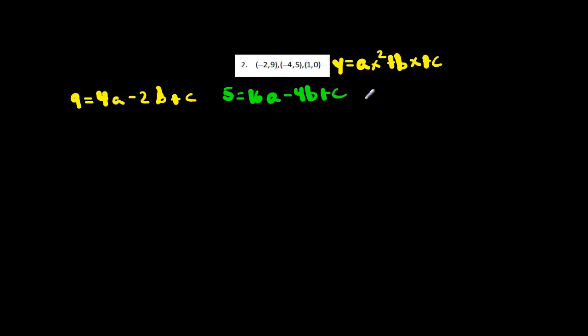And the next one, 0 equals a plus b plus c. Now I'm doing this quick because all you're doing is plugging in the values x and y here and simplifying it. These are the 3 that you would have. Alright, so I'm going to lump these first 2 together and then the second 2 together. So I would have 9 equals 4a minus 2b plus c. And then we'll have 5 equals 16a minus 4b plus c.